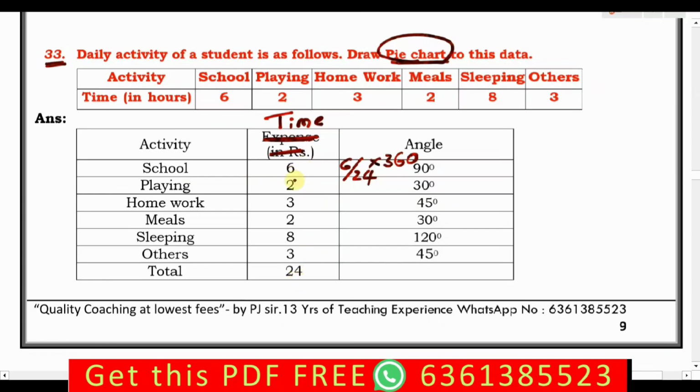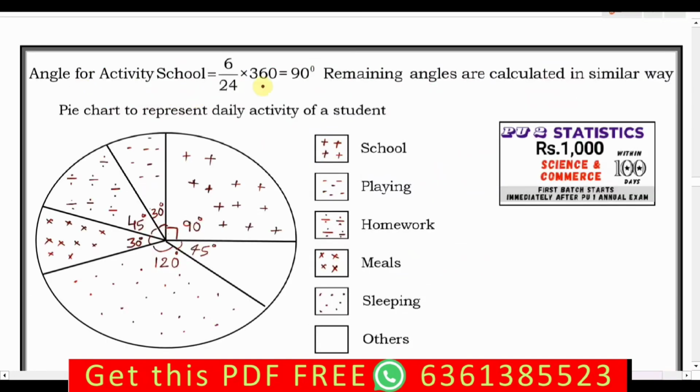Among 24 hours, 6 hours for school activity is spent by the student. So 6 divided by 24. Let us convert it into degrees by multiplying by 360. So what will that degree be? 90 degrees. Similarly, for playing, 2 divided by 24 multiplied by 360, you are going to get 30 degrees. Likewise, for all the other values you can do the angle conversion, and by adding all these angles we should get 360 as the answer. For one of the values you can show the angle conversion, and the remaining angles are calculated in a similar way, even if you write them, it is also fine.